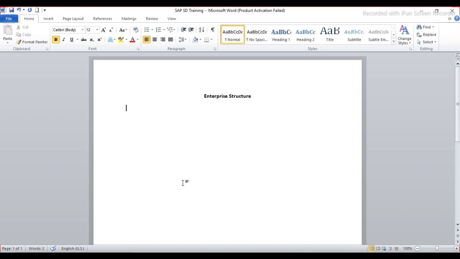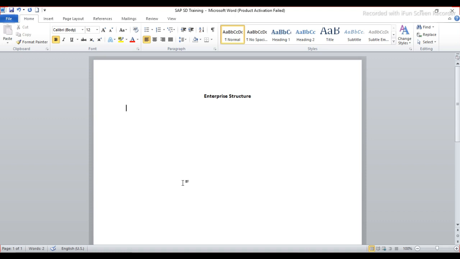Similarly, if you want to create a material, you need a plant, and you need to know for which plant, for which sales organization and for which distribution channel you want to create the material. So without enterprise structure setup we cannot create any master data.